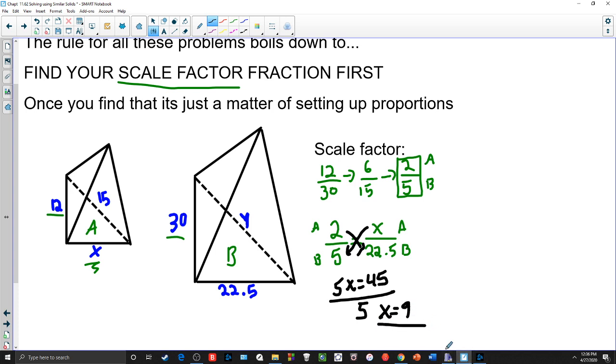That'd be how you'd solve for x. Again, you pick out your scale factor fraction, reduce it if you can, and then set up another fraction that you can cross multiply with. And to get y is the same thing.